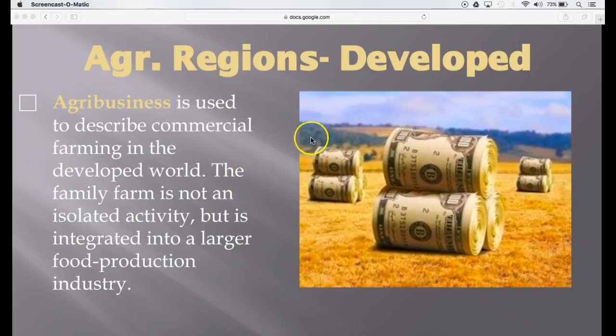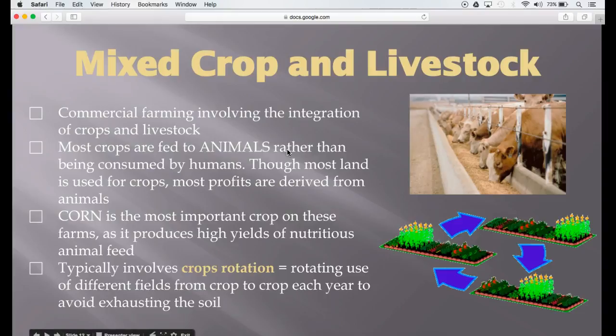Our first kind of agriculture we're going to look at for the developed world is mixed crop and livestock. Keep in mind this has two parts. You're going to have your crops and then you're going to have livestock. So it's not just livestock and it's not just crops. The whole point of this is that they grow a lot of the crops to feed to the livestock. So instead of letting them roam around everywhere and using an abundance of land, they grow a lot of the feed on their property and then feed it to the animals later on. Most of the animals they use for this can later be used for other products. The most important crop is corn. Remember in the video, most of the livestock in the country is fed corn.